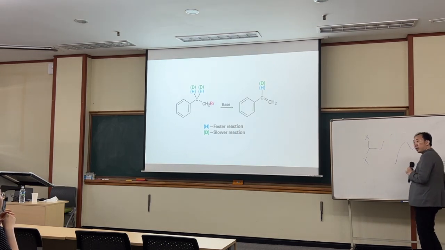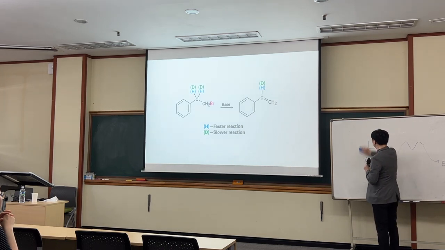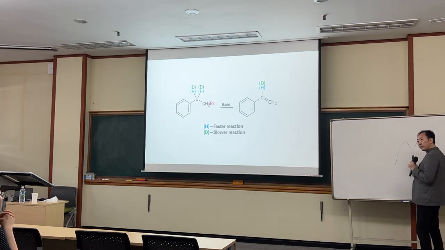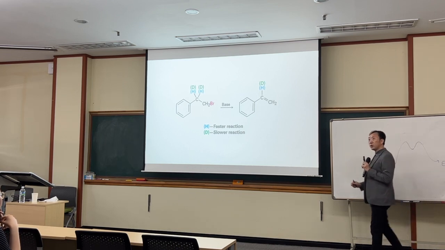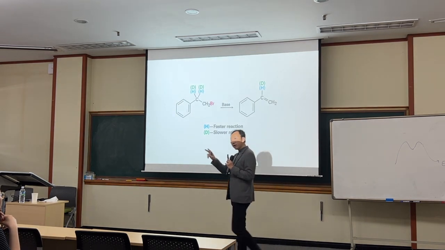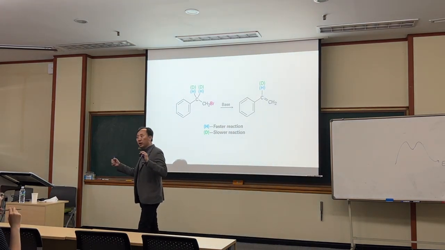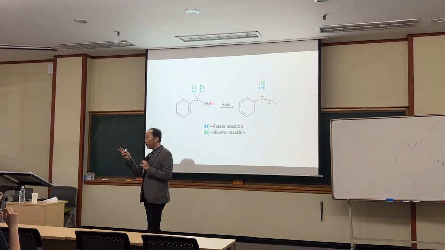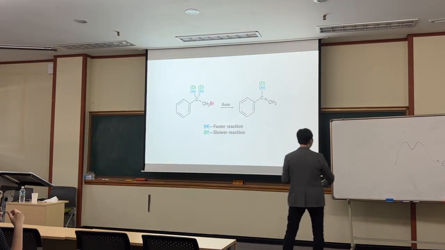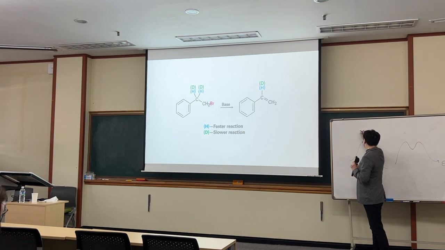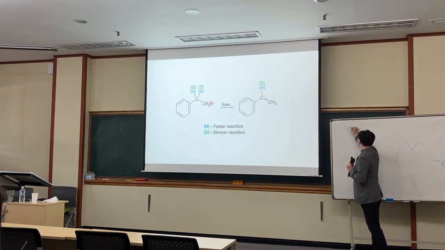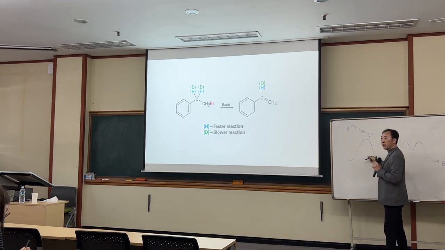E2 mechanism, if you draw this reaction profile, how would you draw it? Similar to this? Or similar to SN2? SN2, the meaning of 2 is bimolecular, right? Two reactants react together, that's why we put 2. That's the second order of the reaction. E2, you can assume, has exactly the same type of shape. The position is a little different, but the attack and the leaving group leaving happen at the same time, like this.